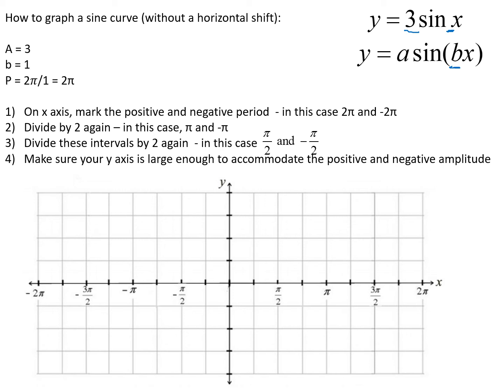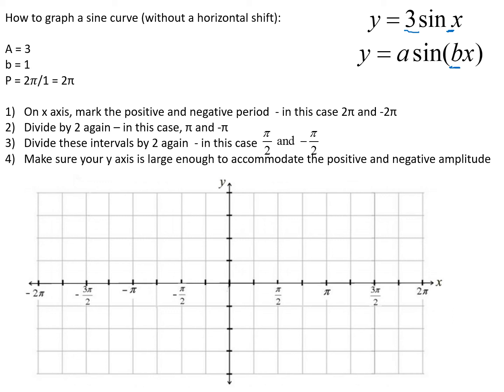I have 0, I have 2 pi, then I made negative 2 pi. Halfway in between 0 and 2 pi is pi, so I put pi here and then negative pi. And halfway in between these two is pi over 2, so I put pi over 2. And then halfway in between these two is 3 pi over 2. And the easy way to find this one is to say, well, this is 1 pi over 2, 2 pi over 2, 3 pi over 2, and 4 pi over 2.